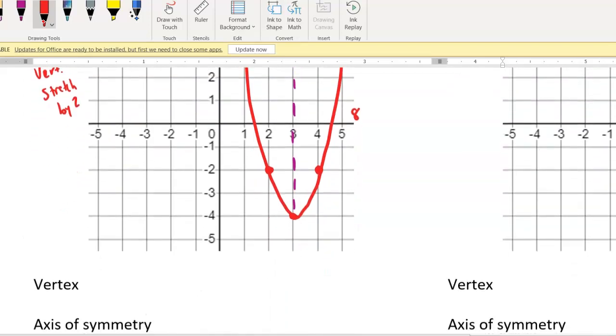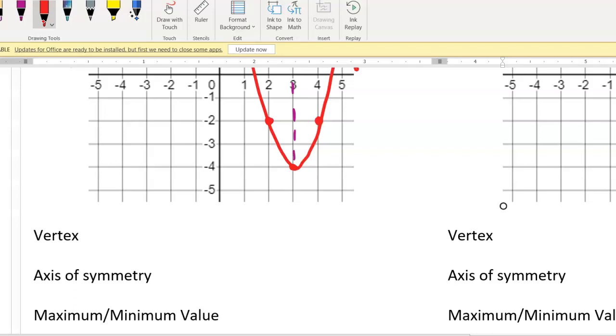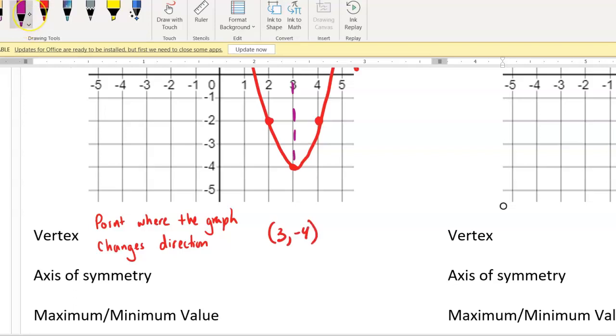All right, so let's go down here and let's establish more of these vocabulary words. So the vertex, remember the vertex can be the lowest point, it can be the highest point, but it's a point where the graph changes direction. For this, it would be the point where x is 3, y is -4. So that would be the vertex.